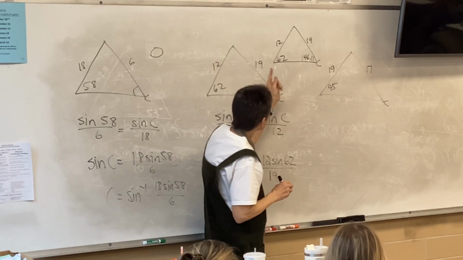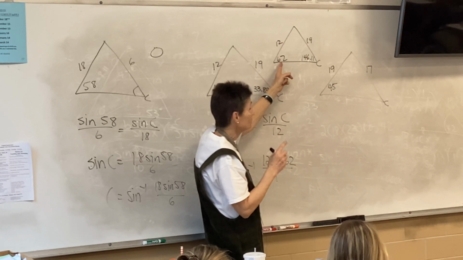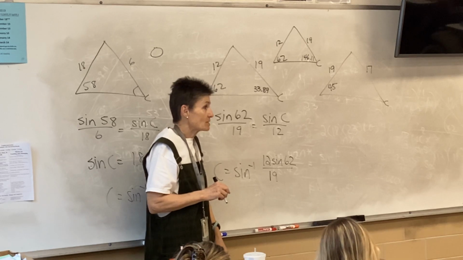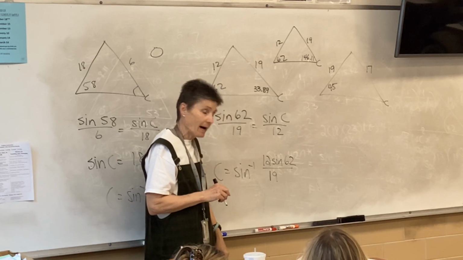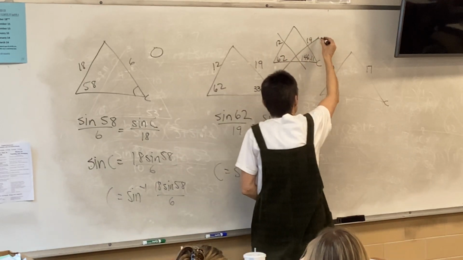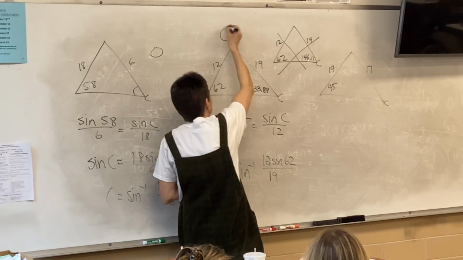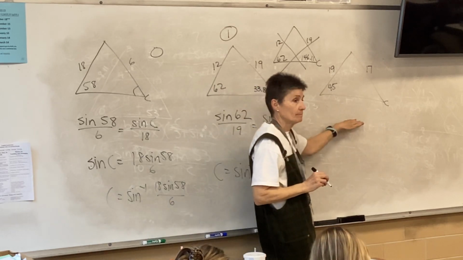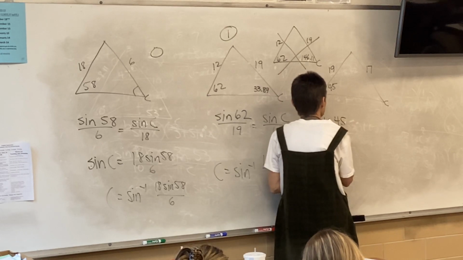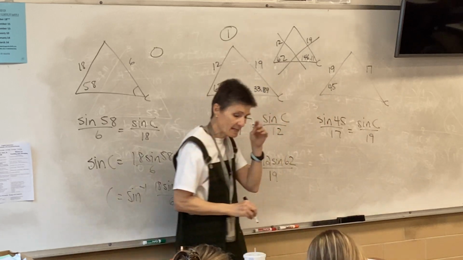So then I say, okay, would it be possible in a triangle to have my original 62 and 146? No. Because what's 62 plus 146? More than, I don't know, but it's more than 180. So that won't work. So how many triangles are possible? One. One more. Same setup. Sine 45 is to 17, as sine C is to 19. All right, find angle C for me.